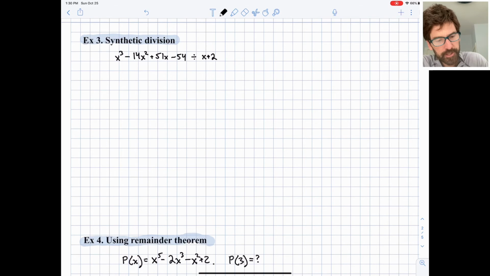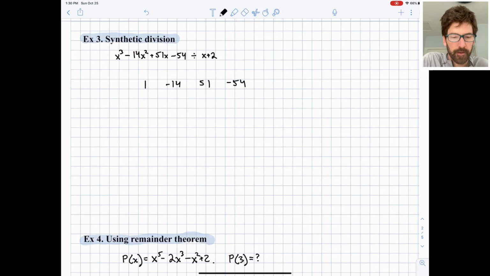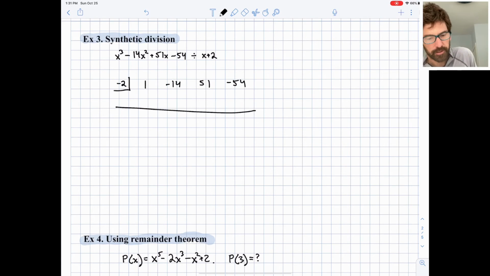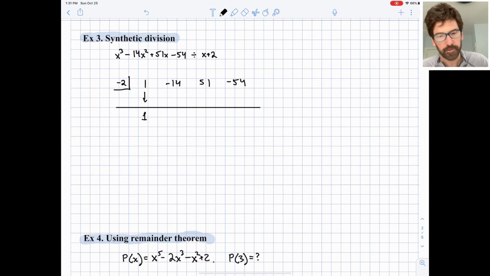You will take the coefficients, and making sure you don't miss any coefficients, you will write them out like this. If we're dividing by x plus 2, you're going to flip the sign of the plus 2 and put it in a little box like that and show a little line down below, and this first 1 just comes down below. Okay? So that's how it's all set up. Hopefully it's clear that these terms match up, right? That's where those numbers came from.